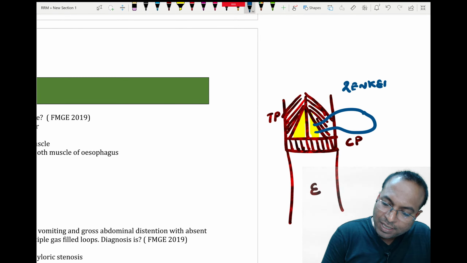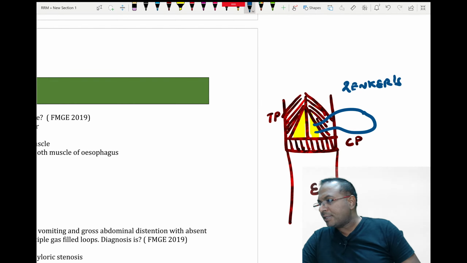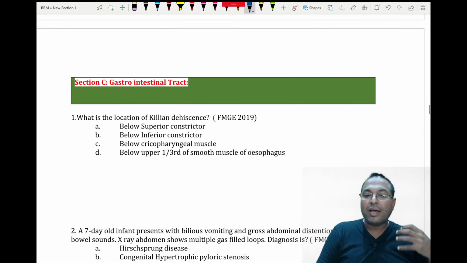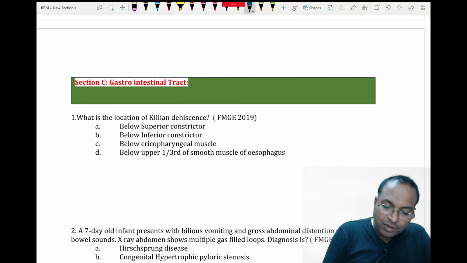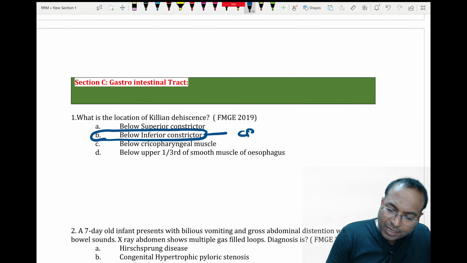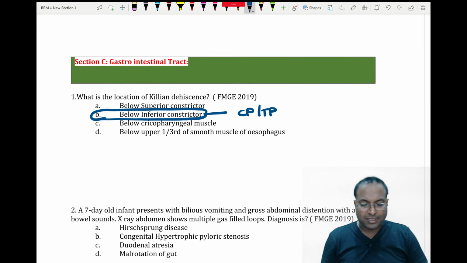That is known as Zenker's diverticulum. It is seen most commonly on the left side of the neck, common in old age. So the answer here, what is the location of the Killian's dehiscence, is below the inferior constrictor. It is a defect between the cricopharyngeus and thyropharyngeus muscle.